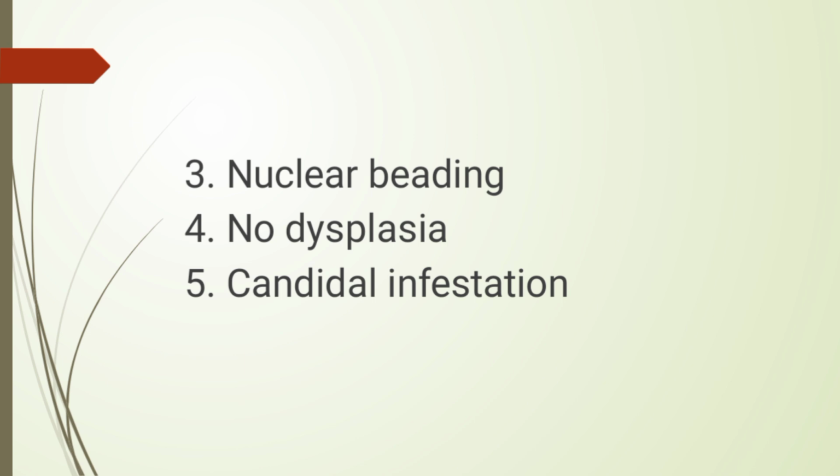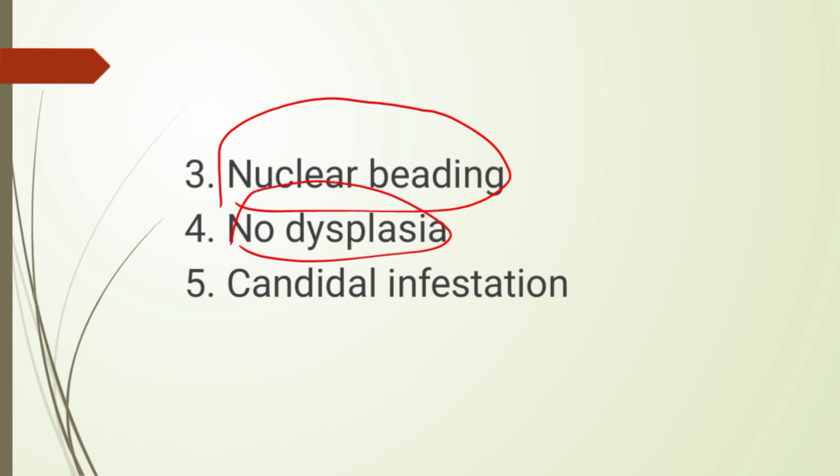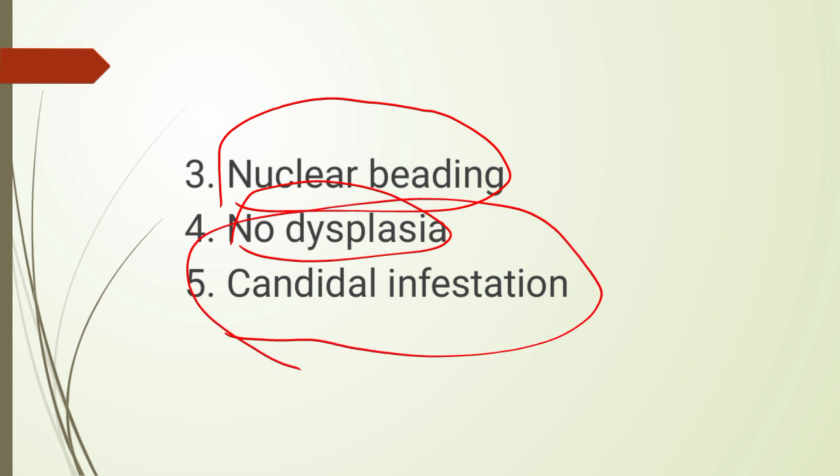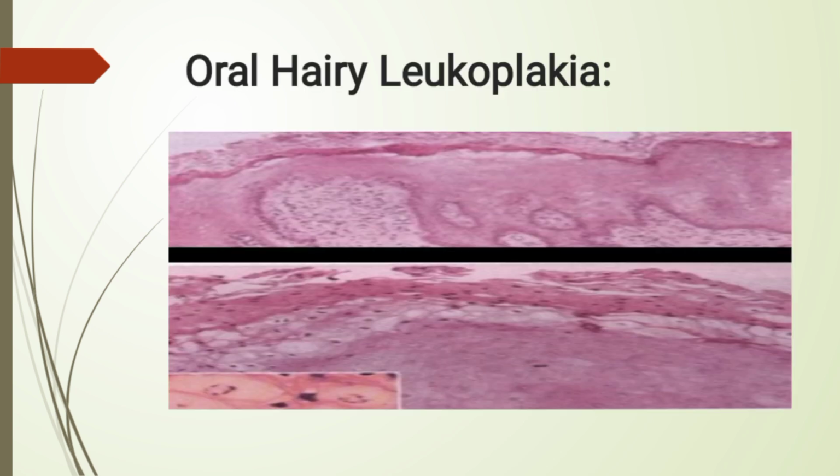Then there is nuclear beading, which is basically the clumping of chromatin, and it can also be seen in this. There is no dysplasia, meaning there are no changes in the cells. Candida infestation can also be seen, meaning Candida can also be present. This is a very important point. This is the histopathology of this, and you can see a band-like zone here.